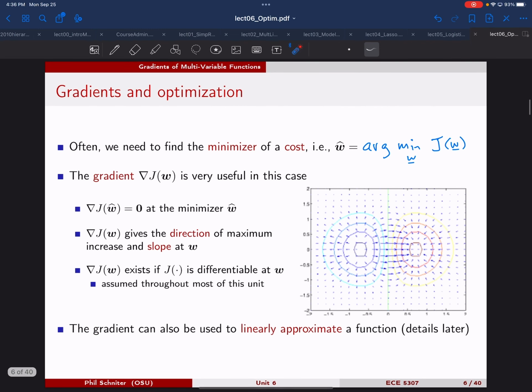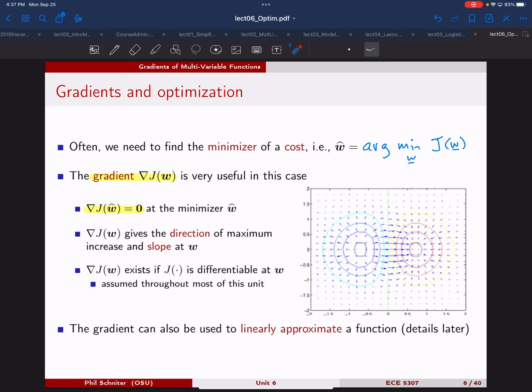But we're not going to focus specifically on that. It could be anything else we want to minimize. So this is what we're interested in doing. And we said the gradient is very useful. So the gradient, we're going to denote it with this upside down triangle, also known as nabla J. The one really nice thing that happens with the gradient is at the location of that minimizer, the gradient goes to 0. So if this is a vector gradient, then we have here the 0 vector.